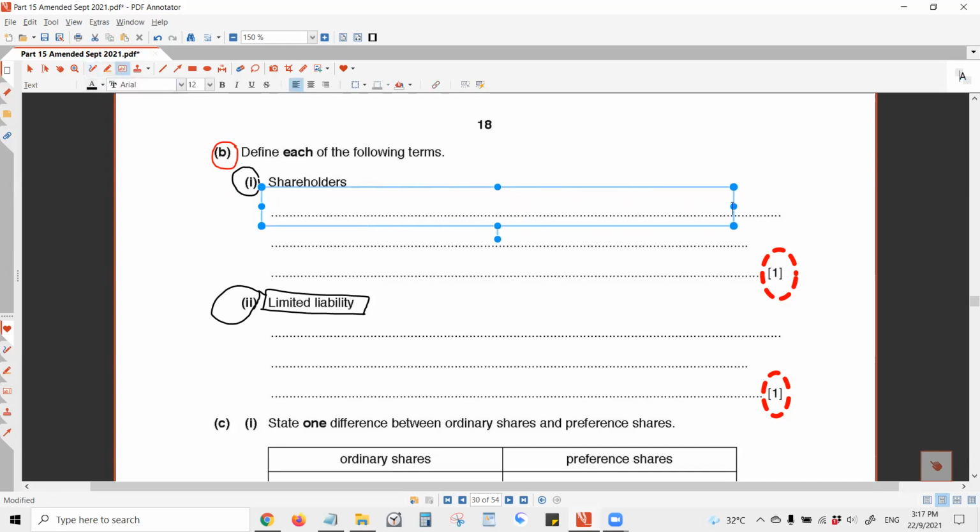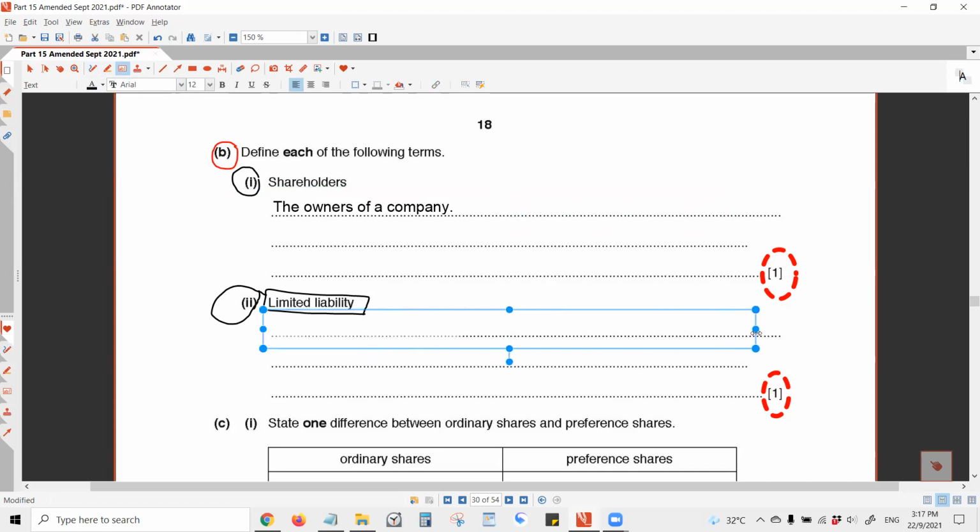You write: the owners of a company. As simple as that. And then limited liability. I don't want to explain this one, okay? This one I think you know very well. Limited liability is about the shareholders' loss being limited.